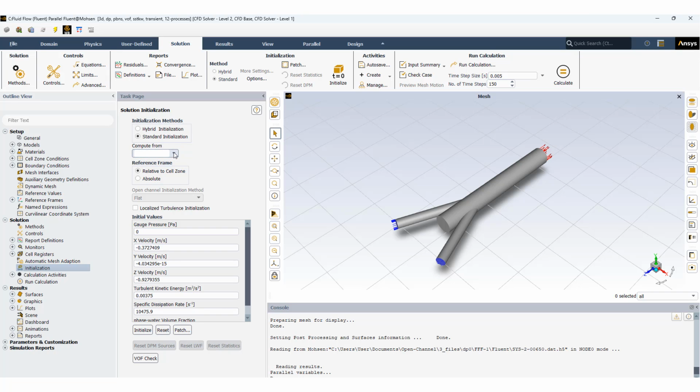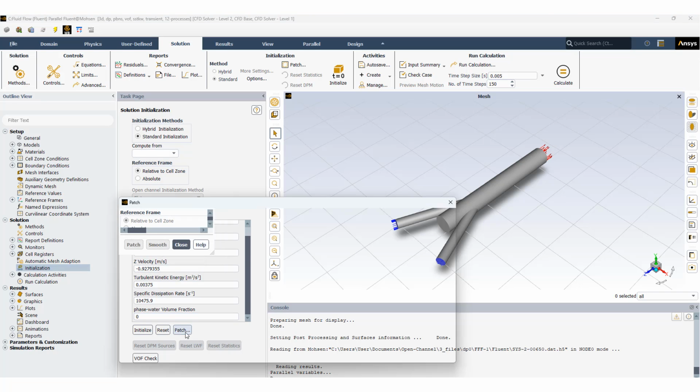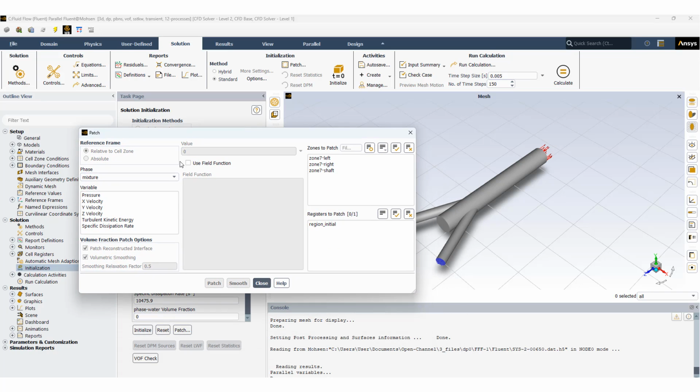You could initialize from a specific part like an inlet or outlet. I usually go with the inlet in these cases. As you can see, here I have 0 for the volume of fluid for the secondary phase, for water. It means that when I initialize this case, everywhere is air. But I want to start with some water inside these tubes. So this is what I do, I use patching.